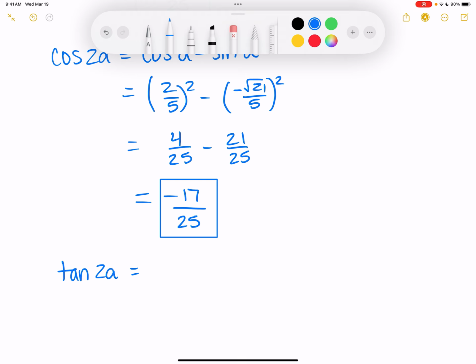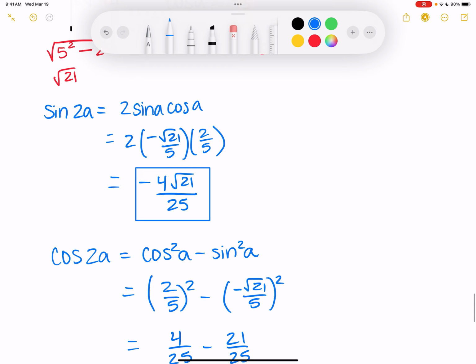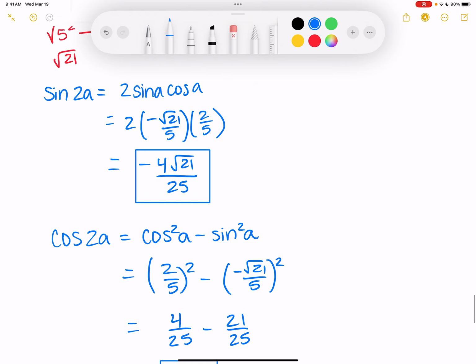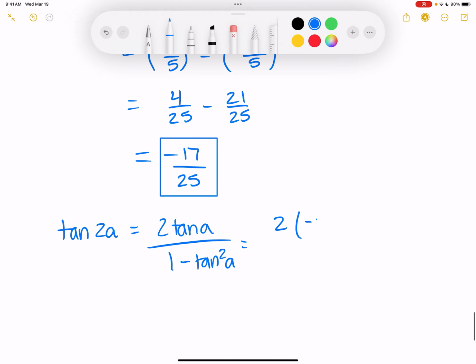All right, tangent of 2A is 2 tangent of A over 1 minus tangent squared of A. So 2 times tangent, which was negative root 21 over 2, over 1 minus, in parentheses, negative root 21 over 2 squared.